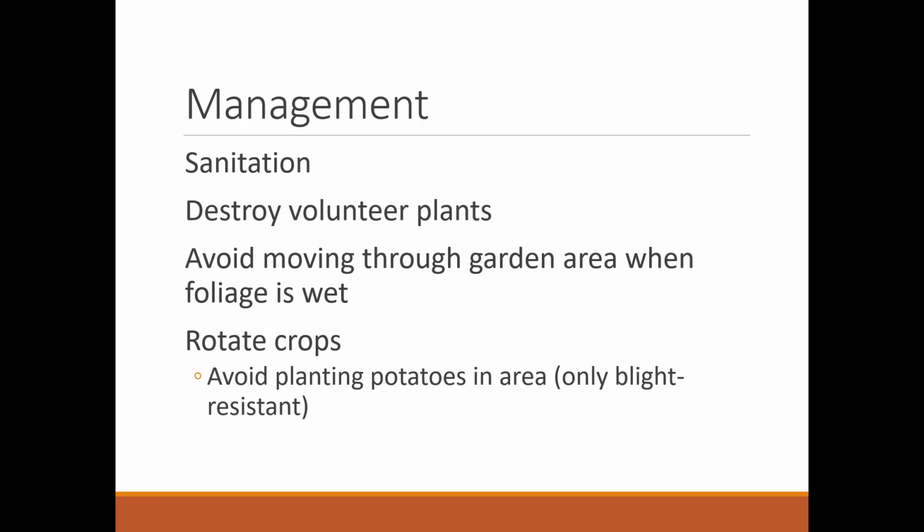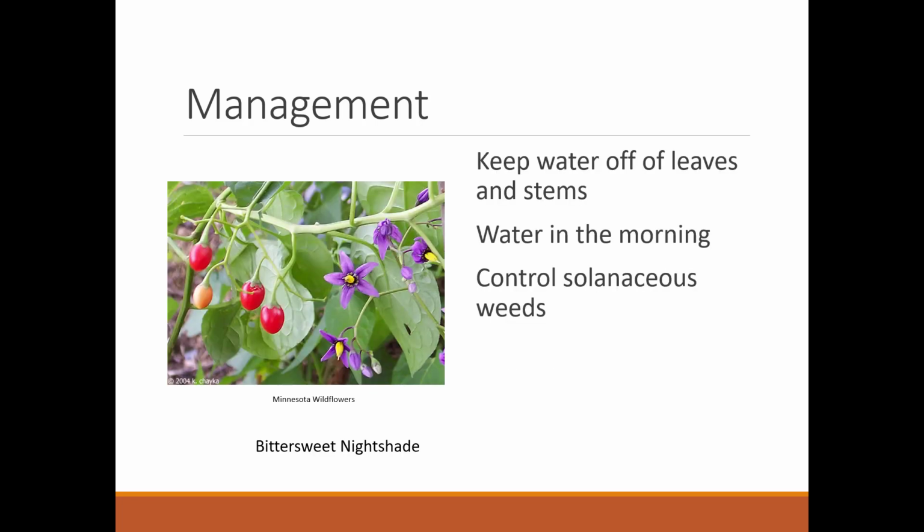Management includes sanitation, destroying volunteer plants. If you've grown tomatoes in your garden, you know that quite often you'll see some seedlings come up in the spring. You might want to remove those. Avoid moving through the garden area when the foliage is wet, because you can be a vector for this. And then avoid planting anything in the solanaceous family, potatoes included, unless it's blight resistant. You want to keep water off the leaves and stems, water in the morning, and then something like bitter nightshade is in the Solanaceae, so it's actually going to be harboring the disease. You do want to get rid of that.